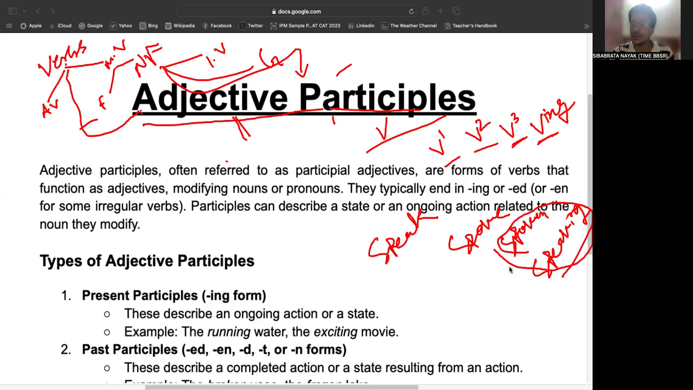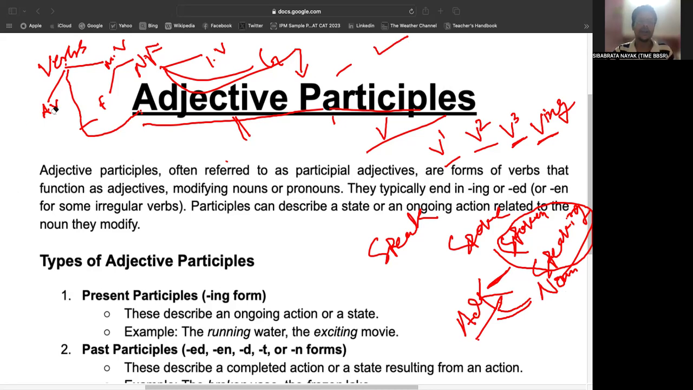But when this participle works in a sentence as an adjective, what is the job of the adjective? The job of the adjective is to modify a noun, right? So when this participle works as an adjective in a sentence to modify a noun, we call it an adjective participle. Am I clear?